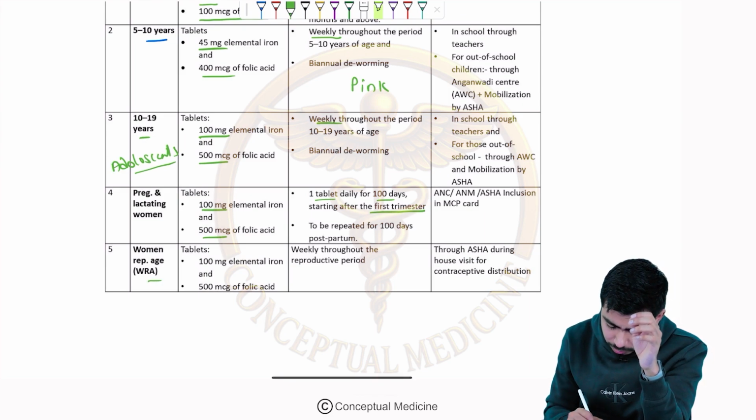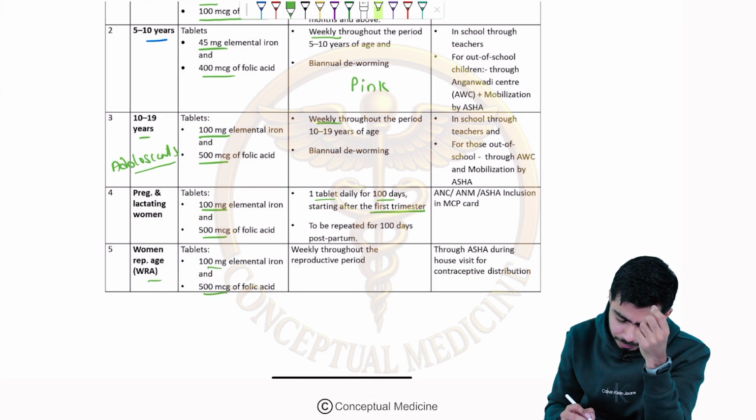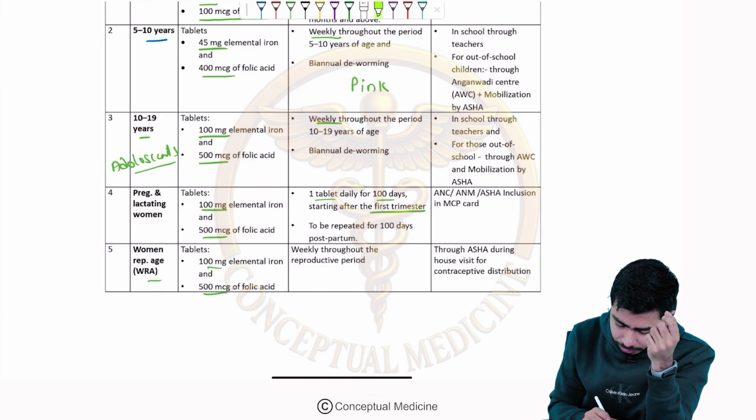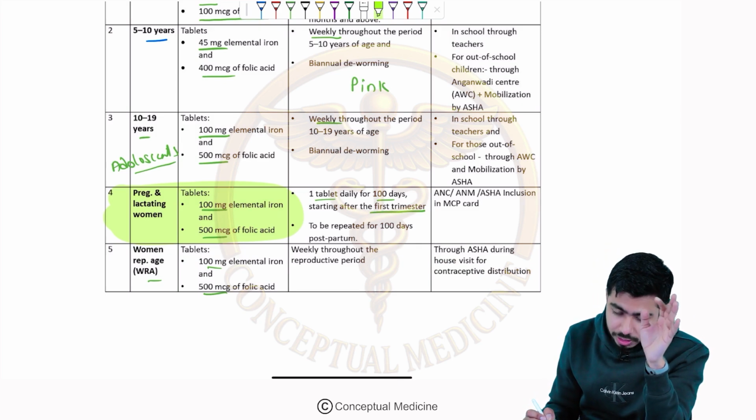Women in the reproductive age group again get 100 mg elemental iron and 500 microgram of folic acid. Those are very important, especially this particular group, guys. It has been asked multiple times. So 100 milligram of iron and 500 microgram of folic acid we are giving.